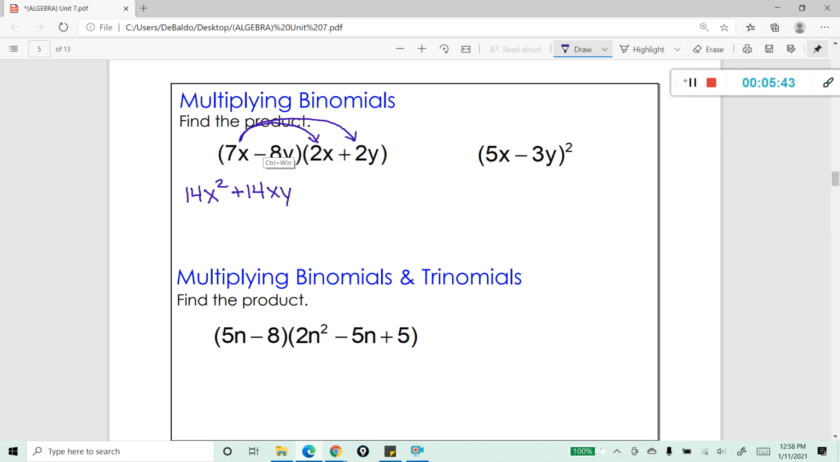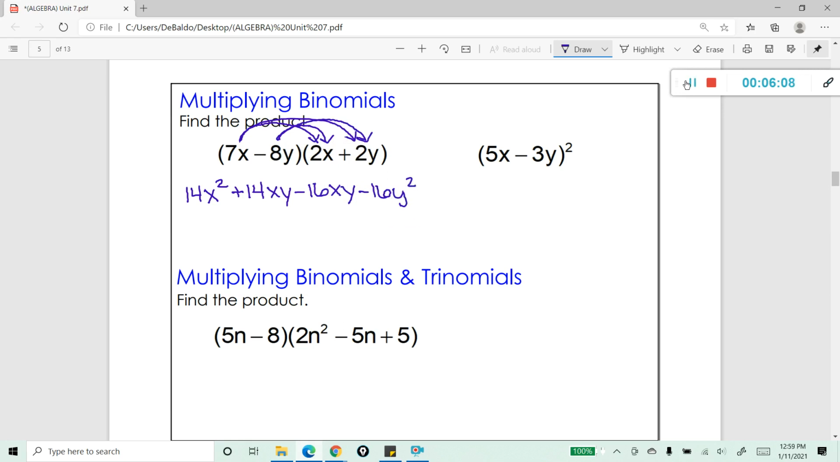Okay, inside, negative 8y times 2x is going to give us negative 16. And I noticed that I have an x and a y, so I'm going to write in xy as well. You can see that those two terms are going to be able to be combined in the end here. And then last, negative 8y times positive 2y is negative 16y squared.